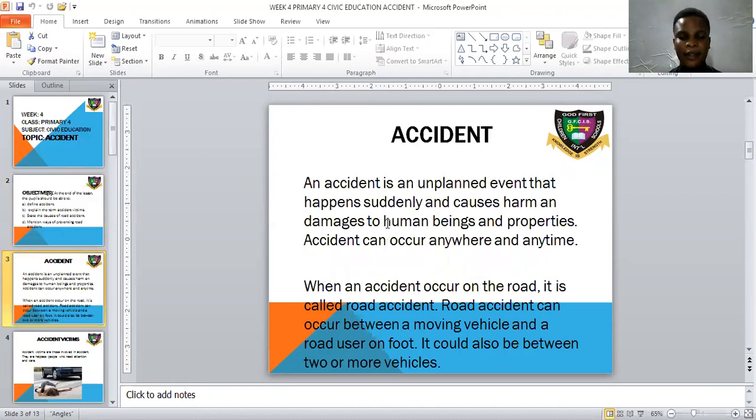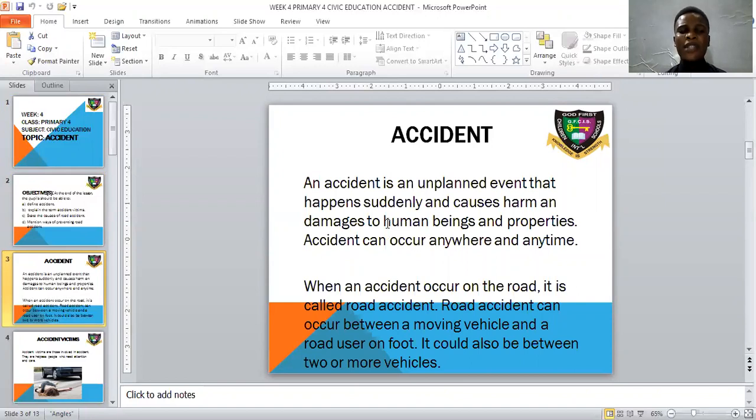Now, let's move into the subject matter, accident. What is accident? I'm asking you, what is accident? I know you are all brilliant pupils. You've heard the word accident before, and you have an idea of what accident is all about. That thing you are thinking about right this moment is what we call accident.